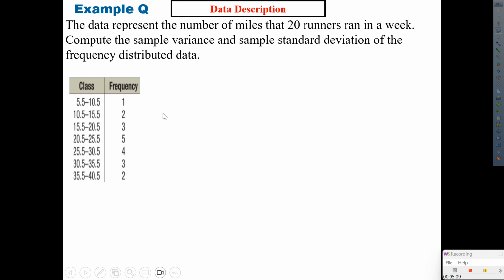However, what happens when they give us a table? You're like, what? Yeah, look at this one. It says, the data represents the number of miles that 20 runners ran in a week. Compute the sample variance and sample standard deviation of the frequency distributed data. What do we do with that? Well, we use a different formula. Because now we're dealing with what? What is this column? Frequency.